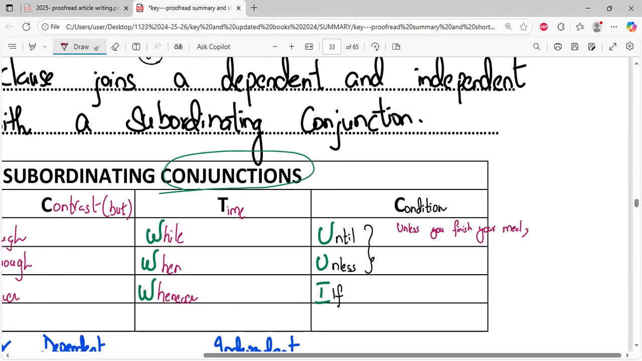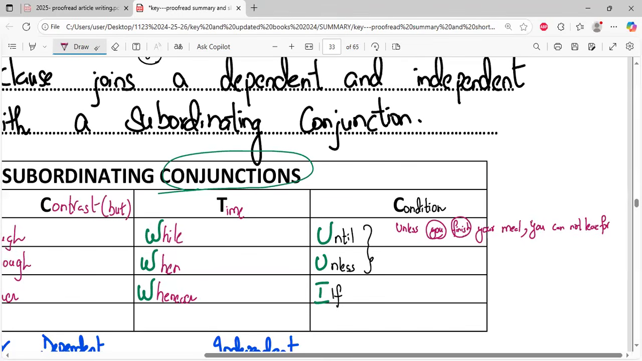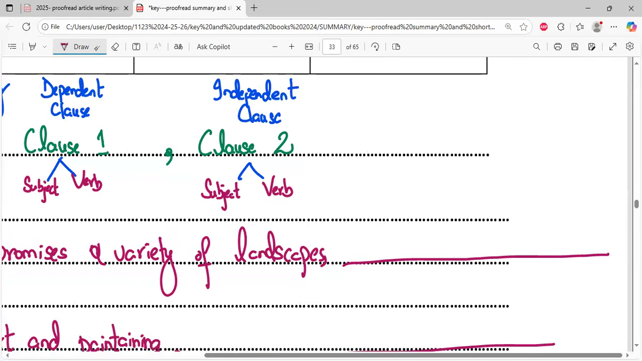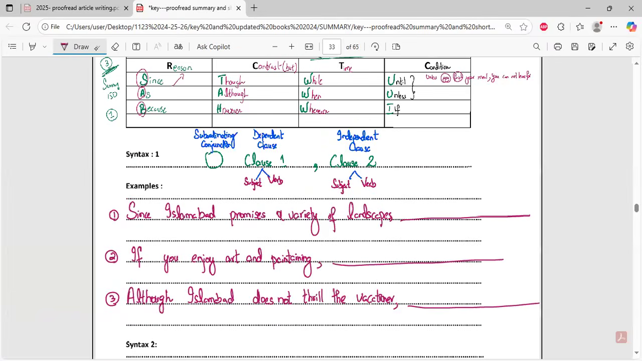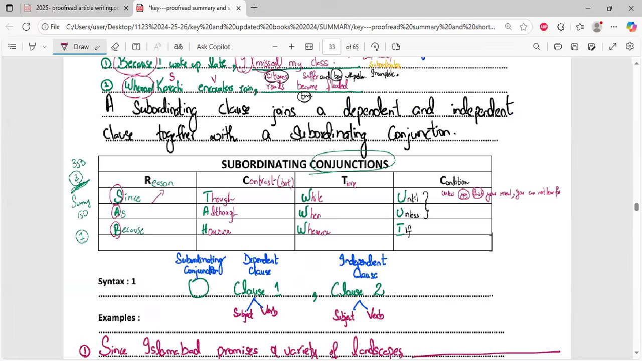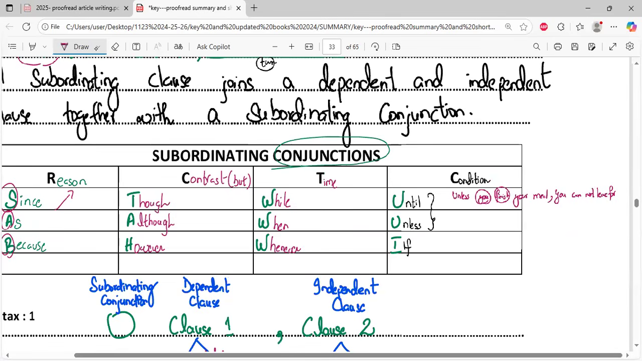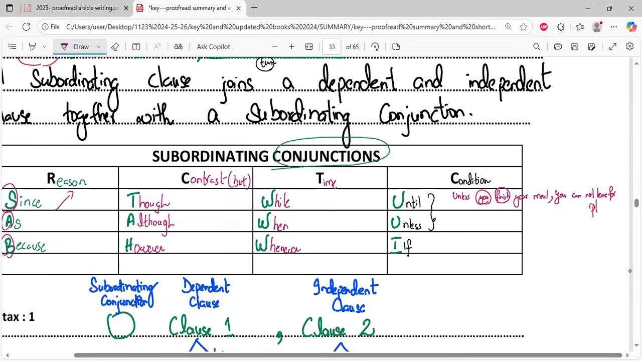तो जब तक तुम अपना meal finish नहीं कर लो. So you becomes the subject and finish becomes the verb. Unless you finish your meal, you cannot leave for play. I'm zooming in so it becomes readable for you. Unless you finish your meal first, you cannot leave for sports. You cannot leave for playing.